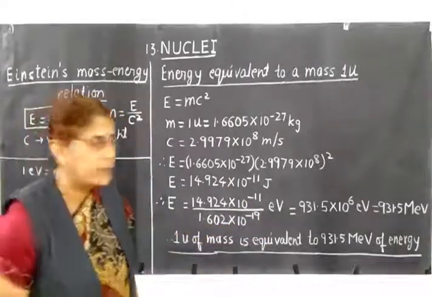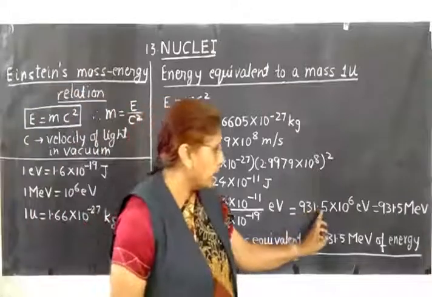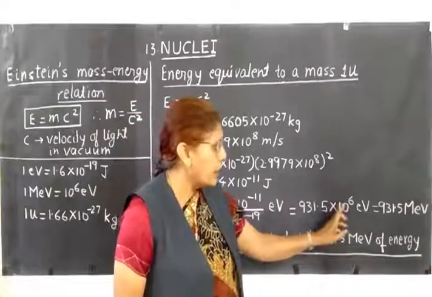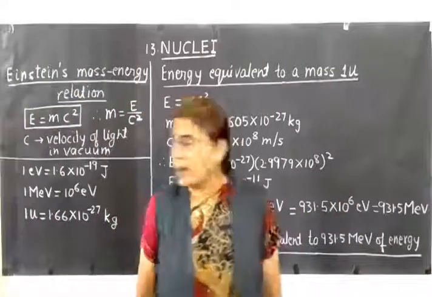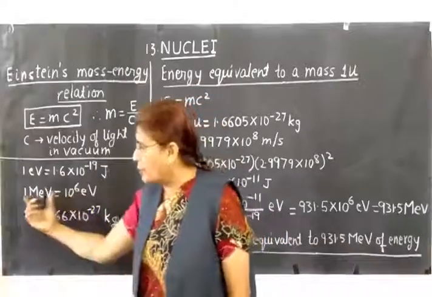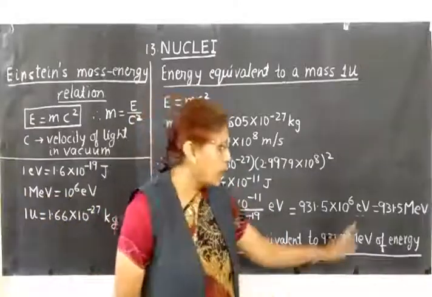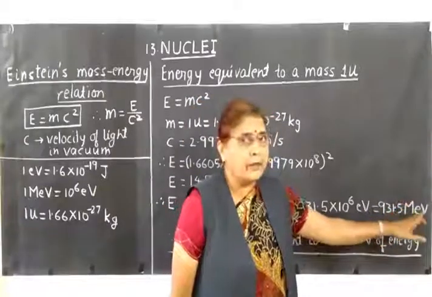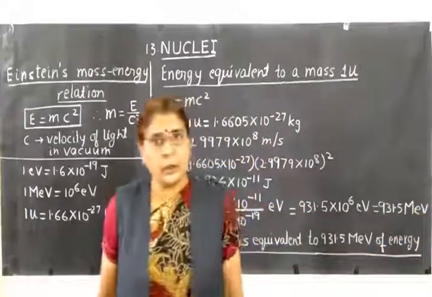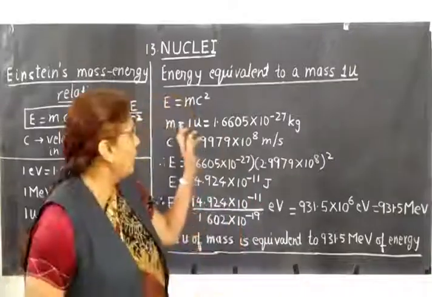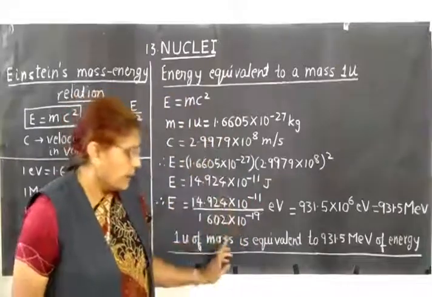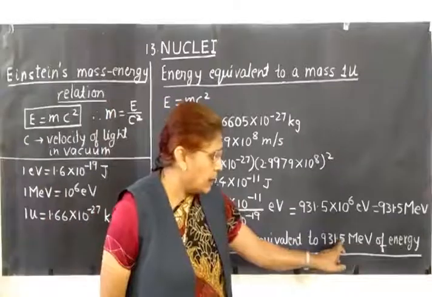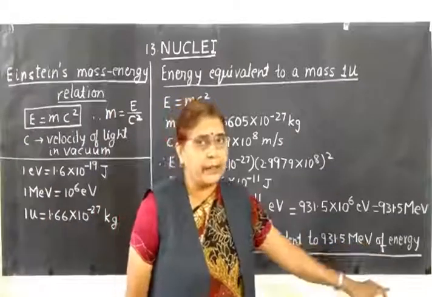If you simplify this, you will get 931.5 into 10 raised to 6 electron volt. But 10 raised to 6 electron volt is 1 mega electron volt. So you can write this as 931.5 MeV, mega electron volt. So what is the result? 1 U of mass is equivalent to 931.5 MeV of energy.